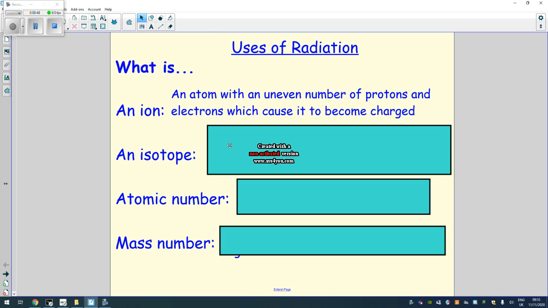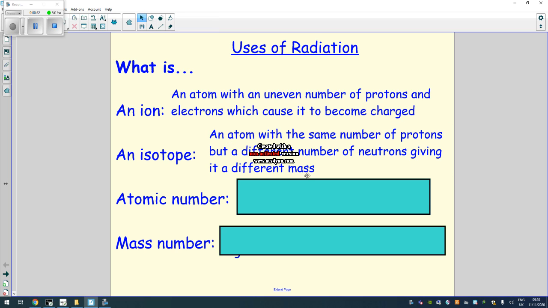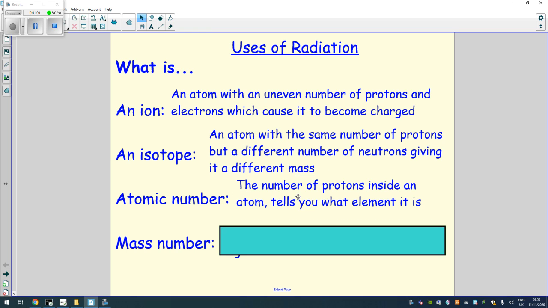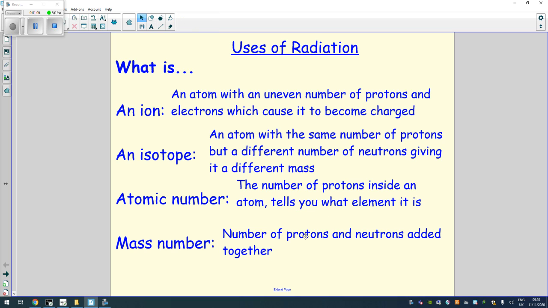Another one you should have heard of in chemistry before is an isotope. Okay, this is an atom with the same number of protons but a different number of neutrons, giving it a different mass. Next one. Atomic number is the number of protons inside an element, and that tells you what element it is. And the last one is the mass number, which is the number of protons and neutrons added together.